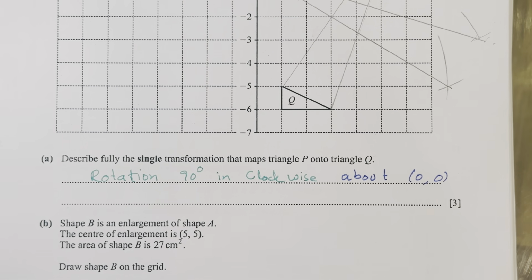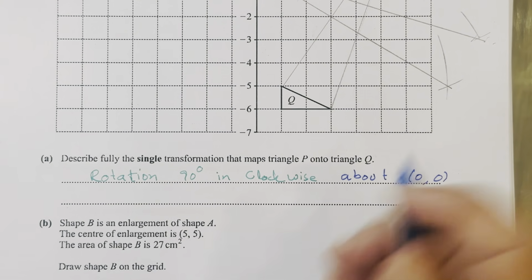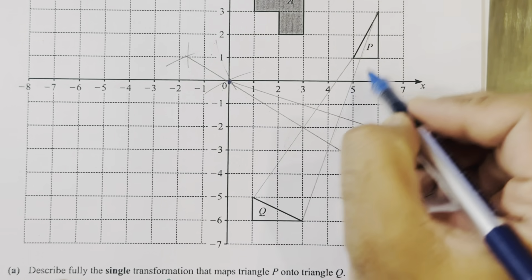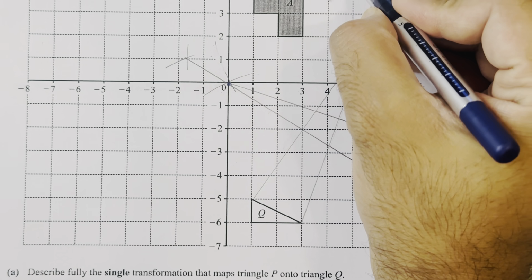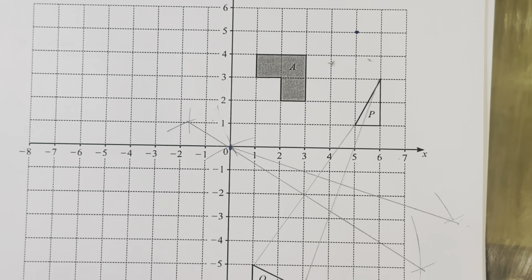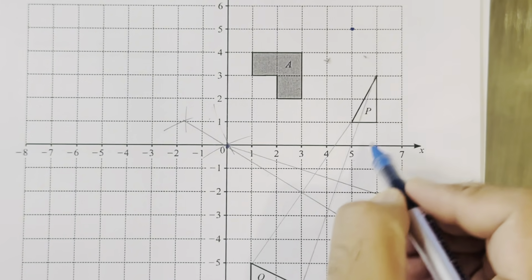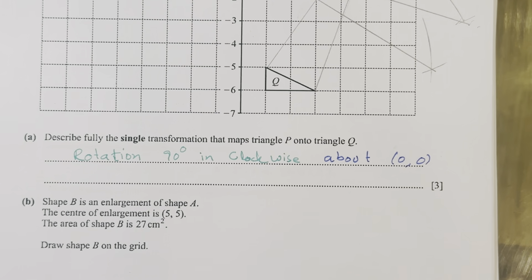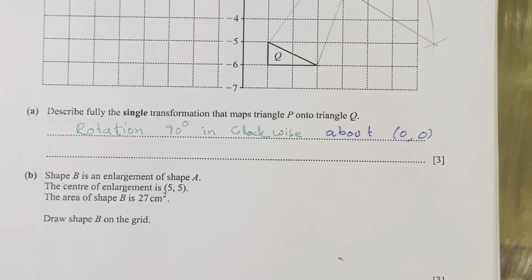Shape B is an enlargement of shape A. We need to draw the shape B. The center of enlargement is 5 5, so we need to plot 5 and 5 over here. 5 from the x-axis and from the y-axis 5. Now we need to read the other part. The area of shape B is 27 centimeters squared. The shape we have to draw, its area is given, which is 27 centimeters squared.